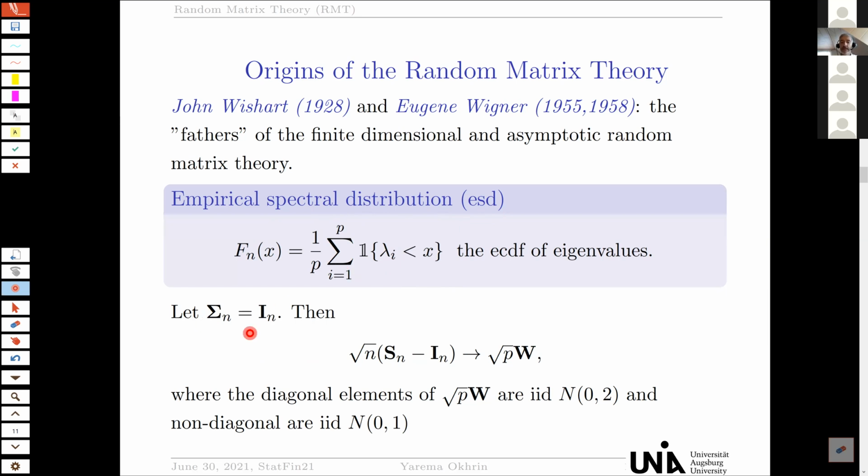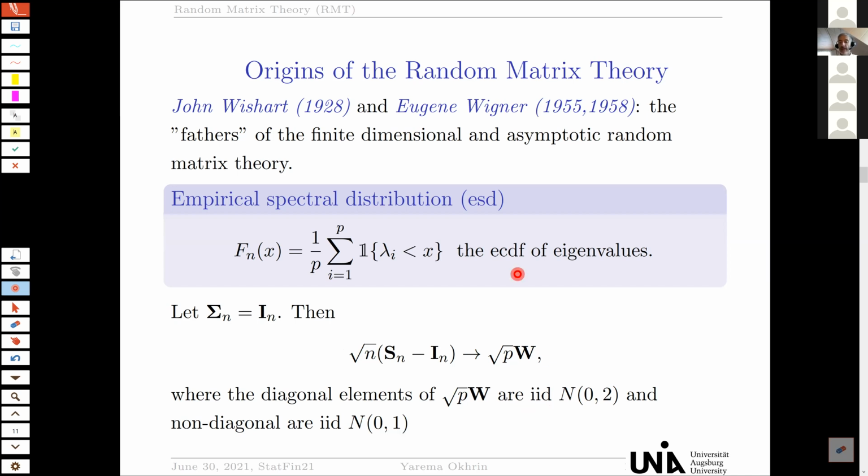It can be shown that if sigma n, the true covariance matrix, is the identity, then this difference over here converges in distribution to the square root of W. The W's have IID normal distributions on the main diagonal, and the non-diagonal elements are 0, 1. There are some additional results like Wigner's semicircular law and so on, but that's not that important here.